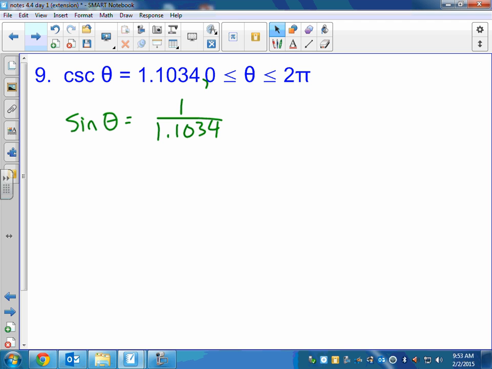Oh no, it's not negative. You're right. Sorry, it's positive. It should be positive. Just kidding. So your calculator should give you one answer, and then you got to think about where would the other answer be. How would I get it?